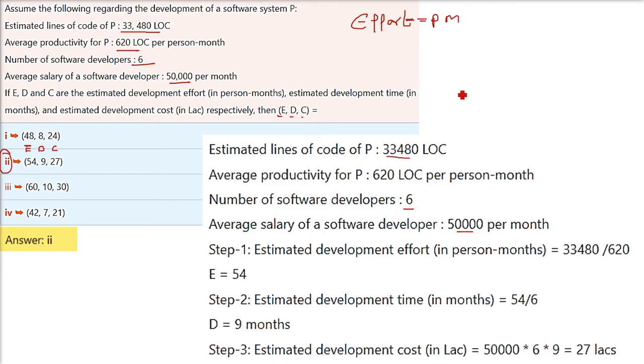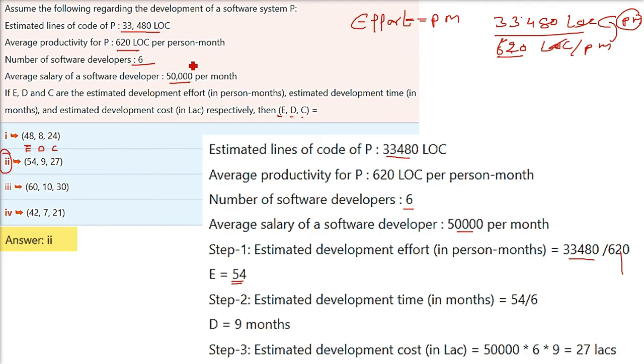See, this is 33,480, which will be in lines of code. If you divide it by 620 LOC per person month, the person month will go in the numerator. LOC get cancelled, so you get person month, and person month means you're talking about effort. So effort can be computed by division of these two, that is going to come as 54. So this is 33,480 by 620, 54 person months.